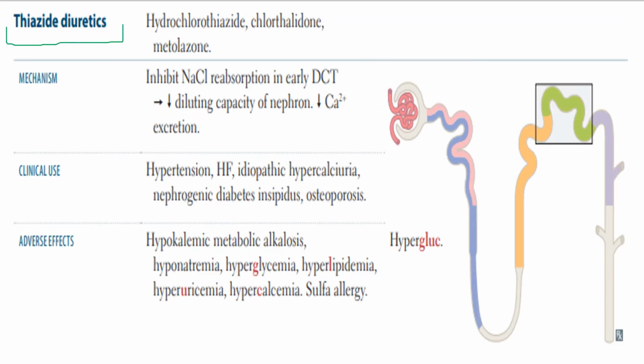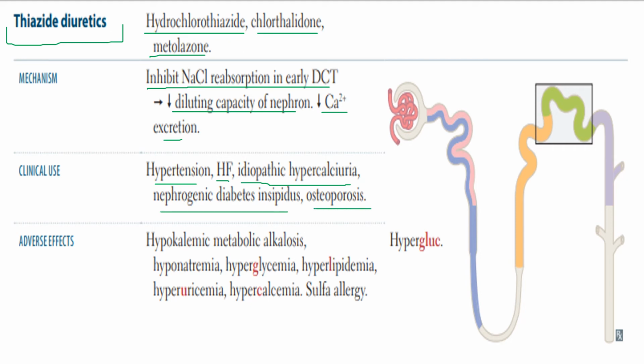Thiazide diuretics include hydrochlorothiazide, chlorthalidone, and metolazone. They inhibit sodium chloride reabsorption in the DCT, which leads to decreased diluting capacity of the nephron and, as a result, low calcium excretion. It is clinically used in hypertension, heart failure, idiopathic hypercalciuria, nephrogenic diabetes insipidus, and osteoporosis.